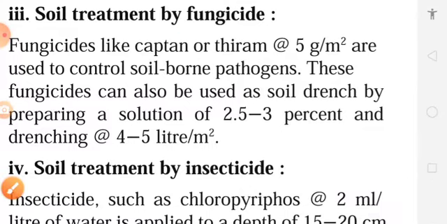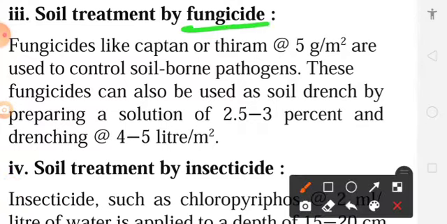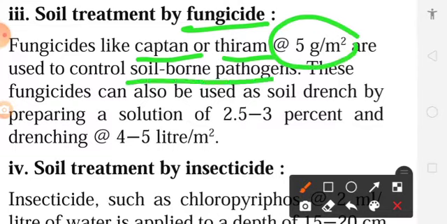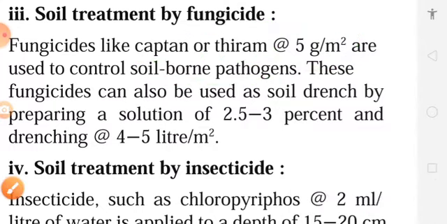There are various fungicides available in the market, but Captan or Thiram is to be used at the rate of 5 gram per meter square. This will control the entire soil borne pathogens. This solution is to be drenched into the soil, and that will kill most of the microbes.